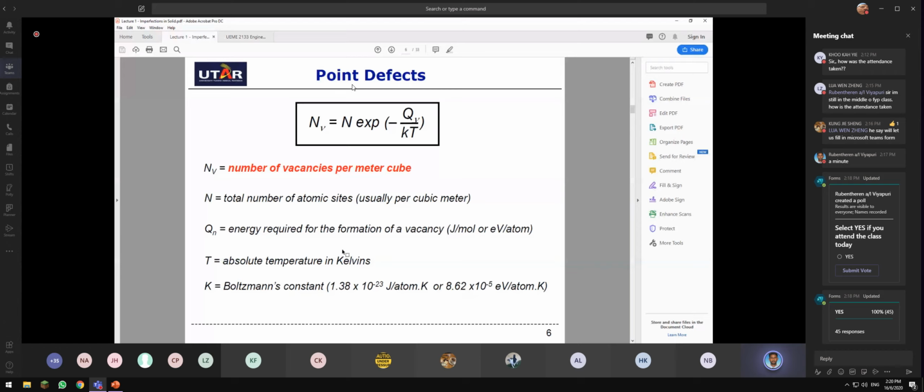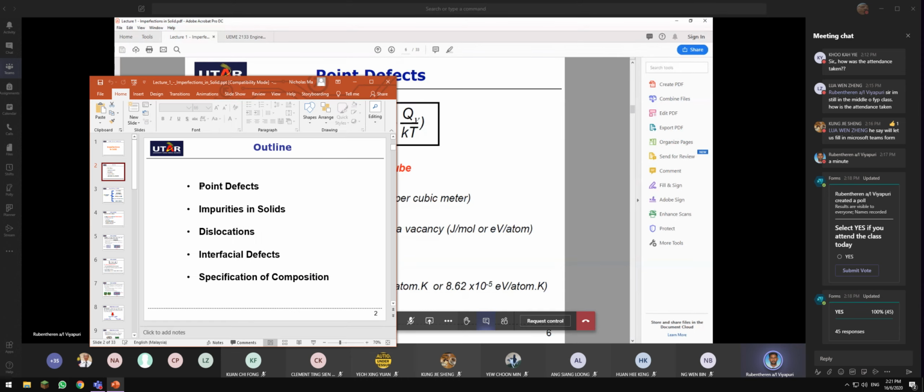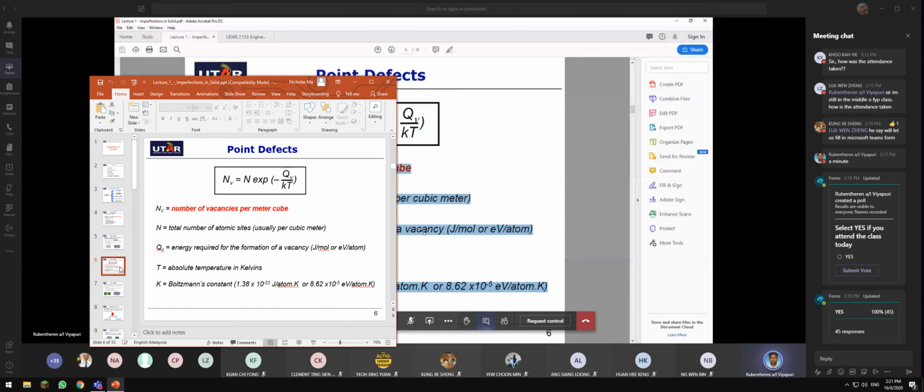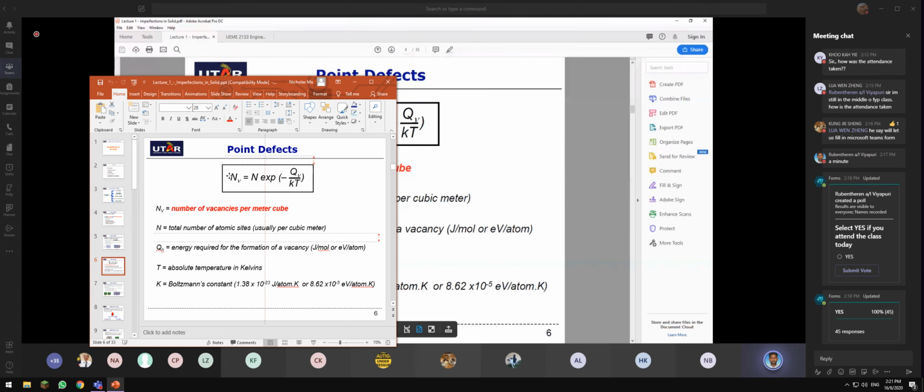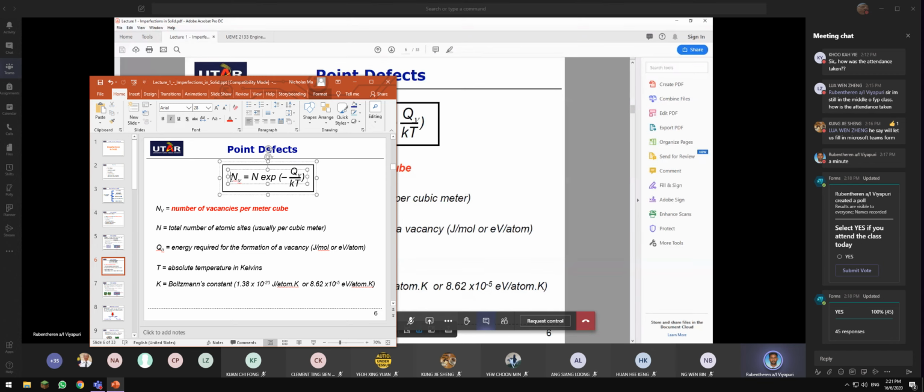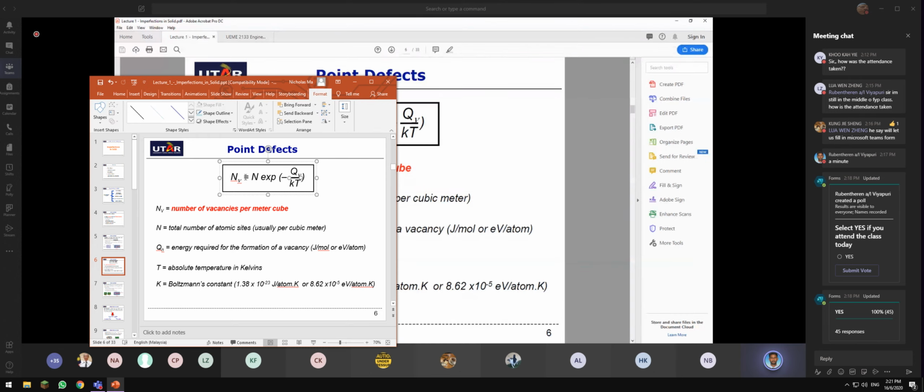Now, there's a small formula for it. NV is the number of vacancies per meter cube. For you to find the number of vacancies per meter cube, this is the formula that you need to use. Please take note of this. The description is stated here. NV, number of vacancies per meter cube. N is the total number of atomic sites, usually per meter cube. And here, Qv is the energy required for the formation of a vacancy, in J per mole or eV per atom depending on the value.